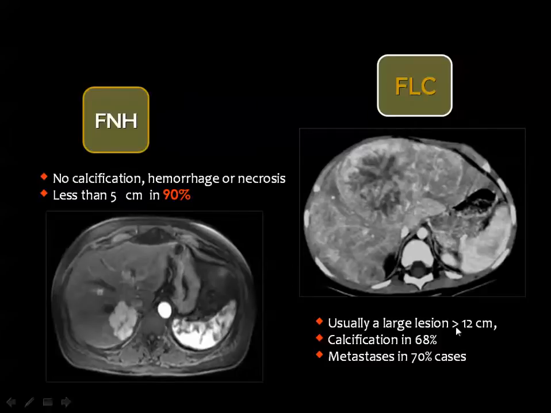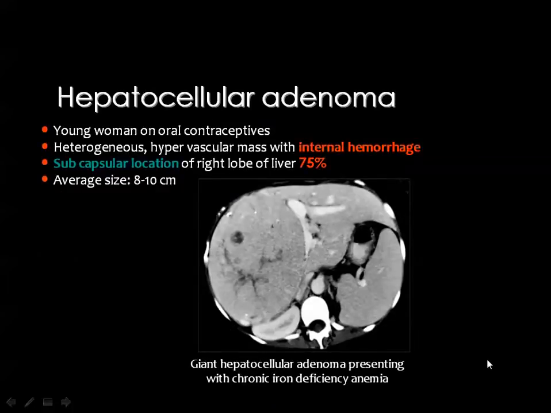But the fibrolamellar carcinoma is usually large. It contains calcium in about 70% of the cases, and it may be associated with other malignant criteria like ascites and metastatic deposits in about 70% of the cases.